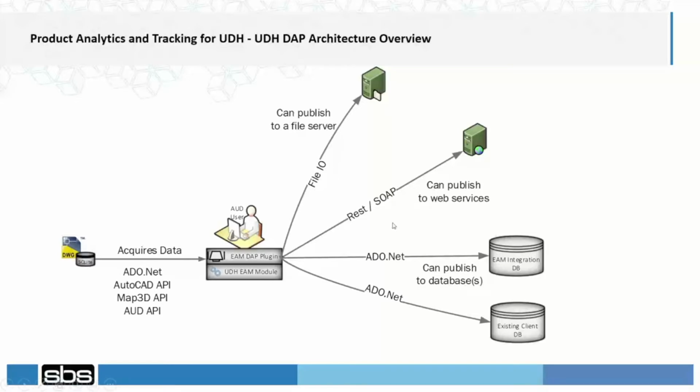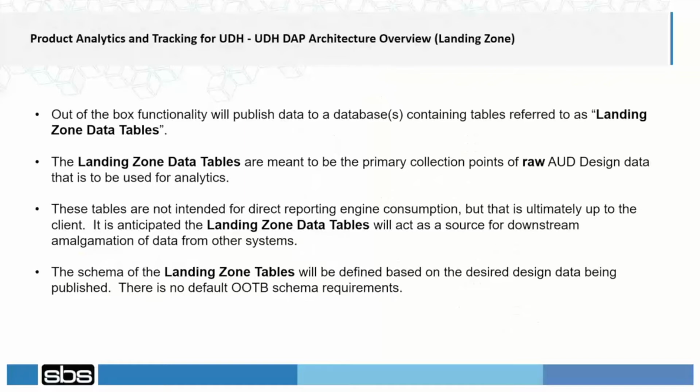So these are just some examples of design data that could get published out in a particular format to help a client use it by downstream systems. And I just really wanted to touch on this point briefly.